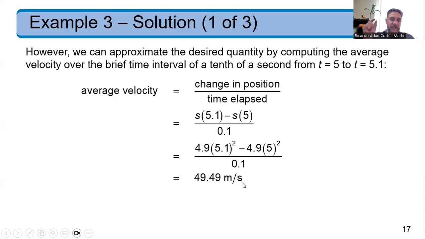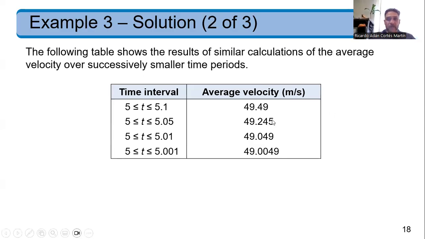Okay, so is that the speed of the ball at the time 5 seconds? Well, the answer is that it is not exactly that, but if we take a time interval each time closer to 5 seconds, what we're going to get is a different average velocity, but it tends to a certain value. In this case, what is the value that you think it's going to be similar to? It looks like it's going to 49, right?